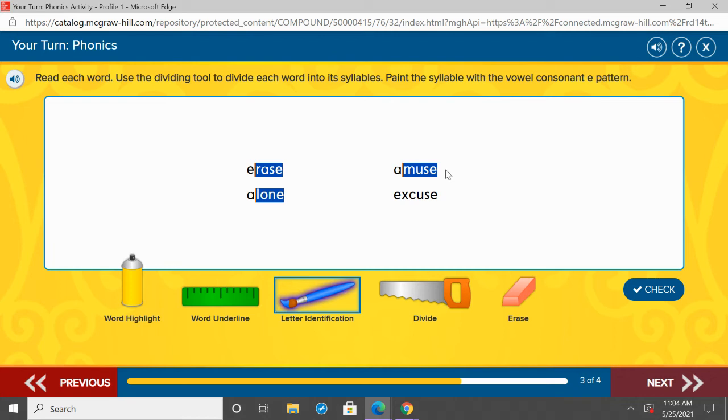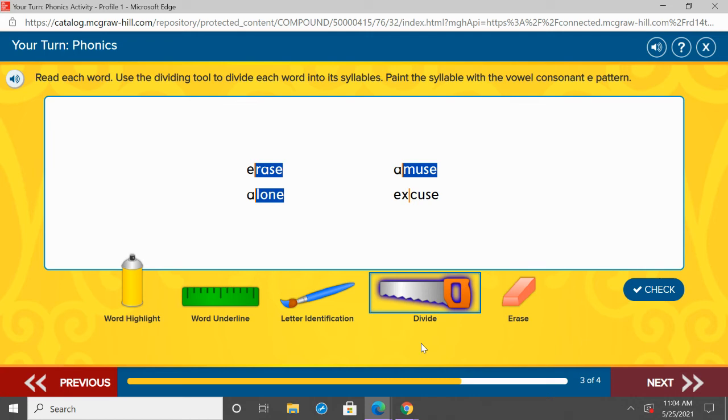All right, our next one is excuse. So go ahead and break excuse up into syllables. Go ahead for me. Divide where it needs to go. Where is that dividing line going to be? So you should divide it a bit. Excuse. So we should have it right there.